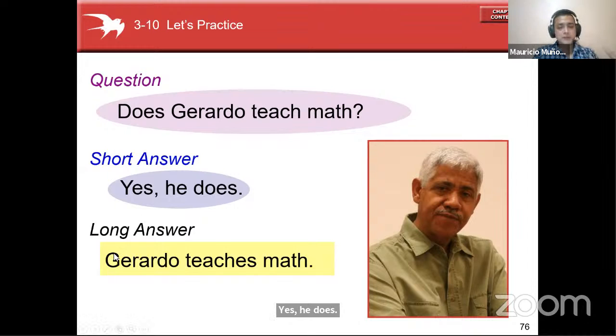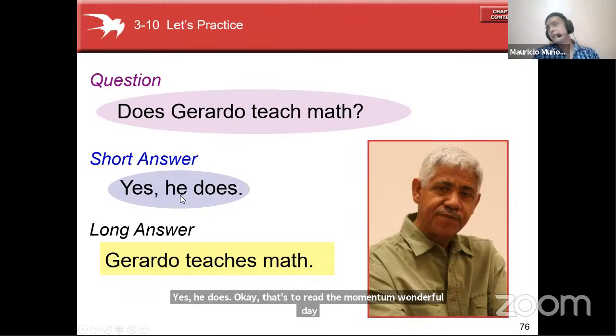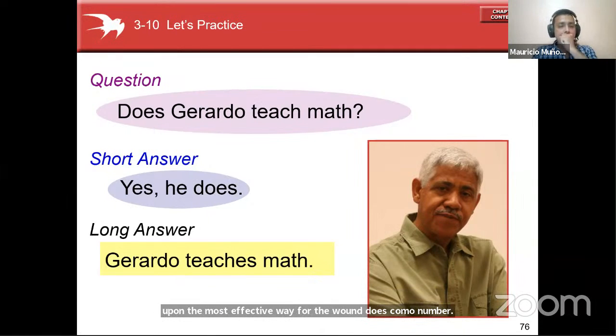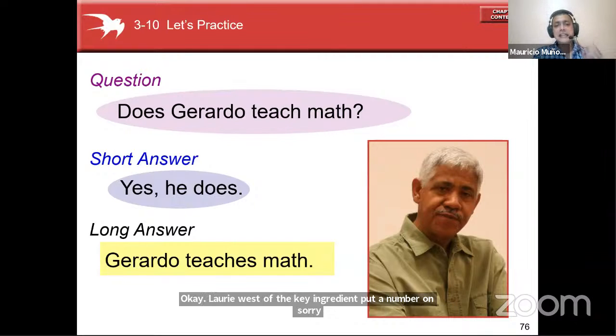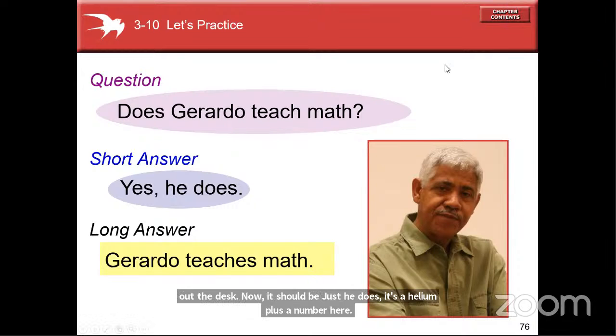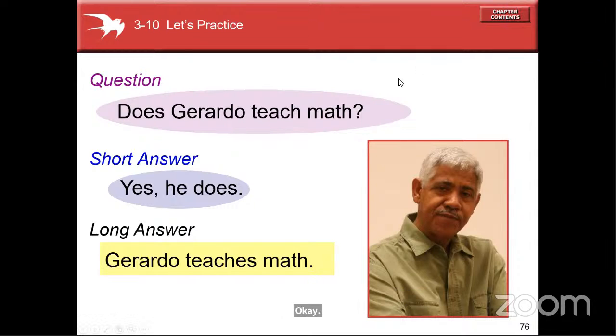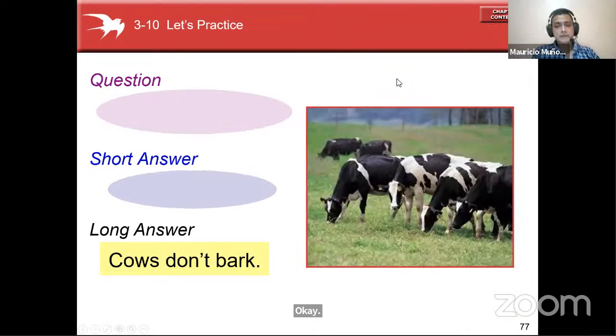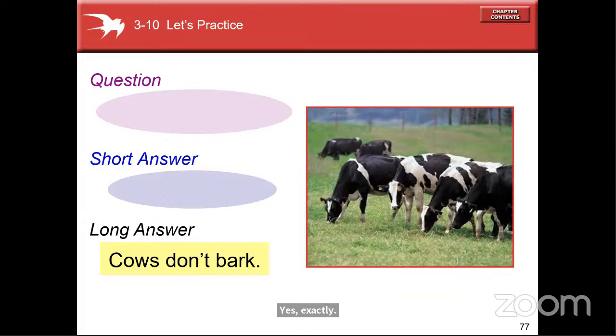Comúnmente cuando respondemos este tipo de preguntas con un nombre, ¿ok? La respuesta tiene que incluir un pronombre personal. No es común decir, yes, Gerardo does. No, it should be, yes, he does. Ese he reemplaza el nombre, Gerardo. ¿Ok? So let's continue. Yes, exactly. Next one. Decir, sí, él. Exactly.